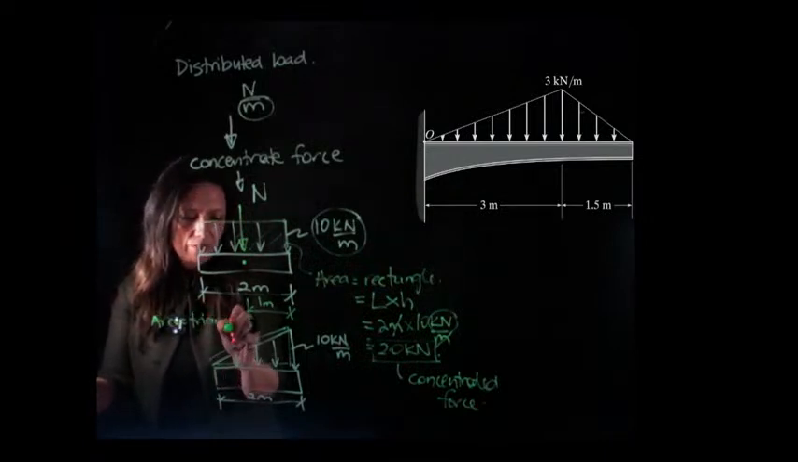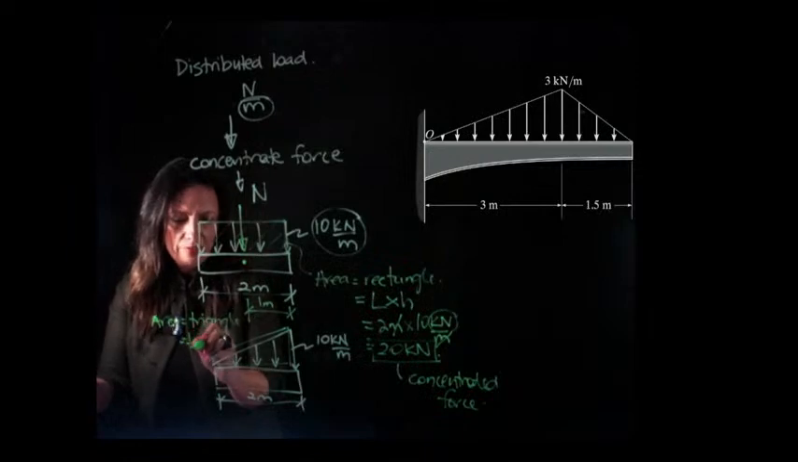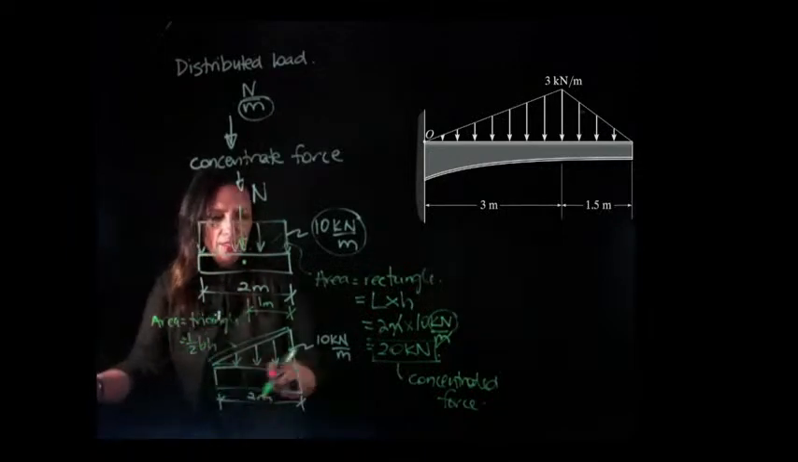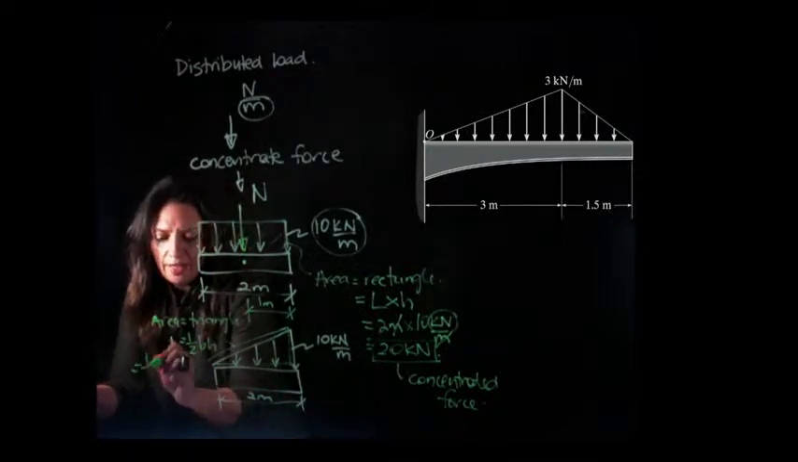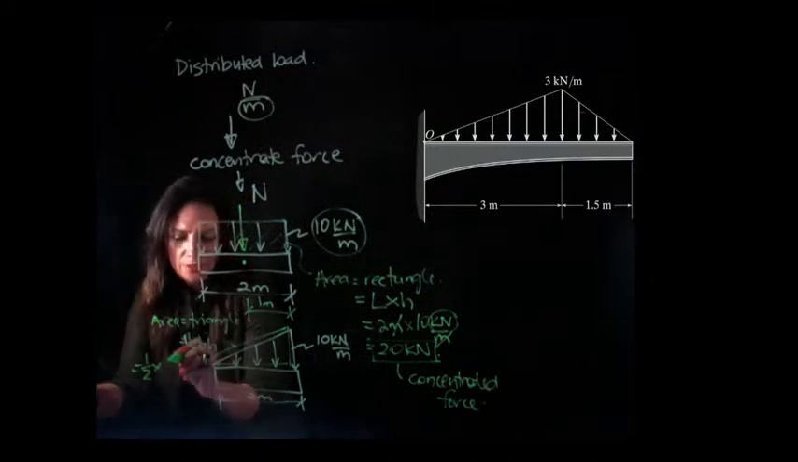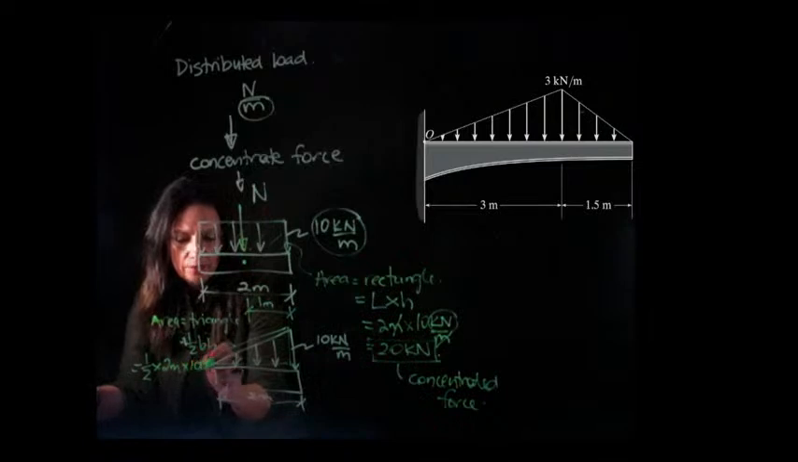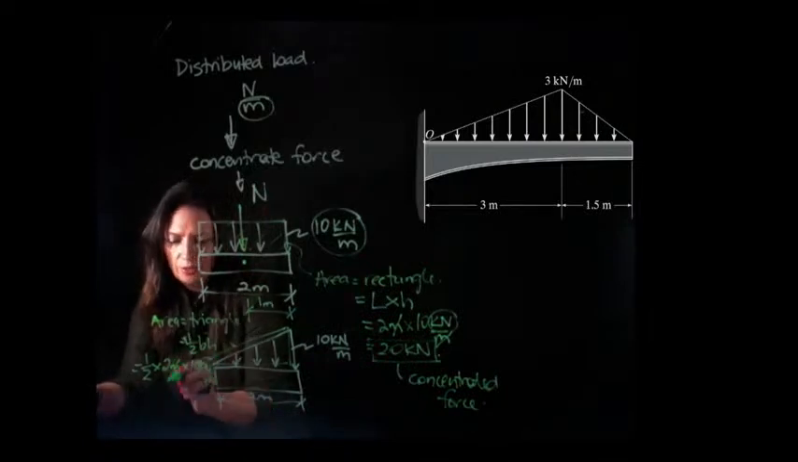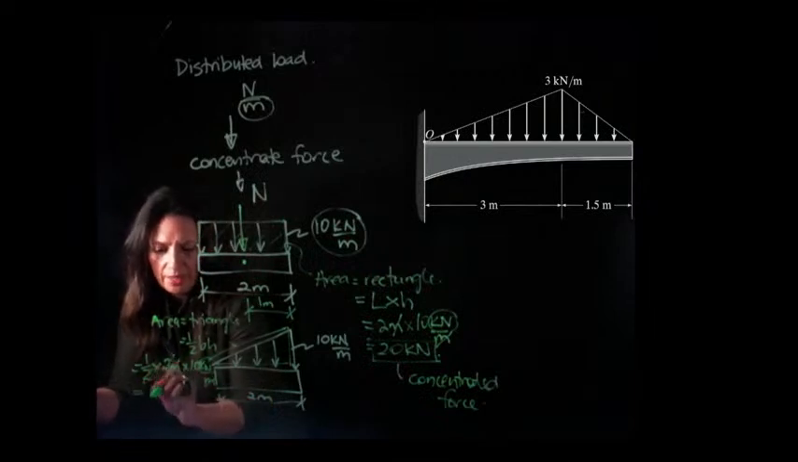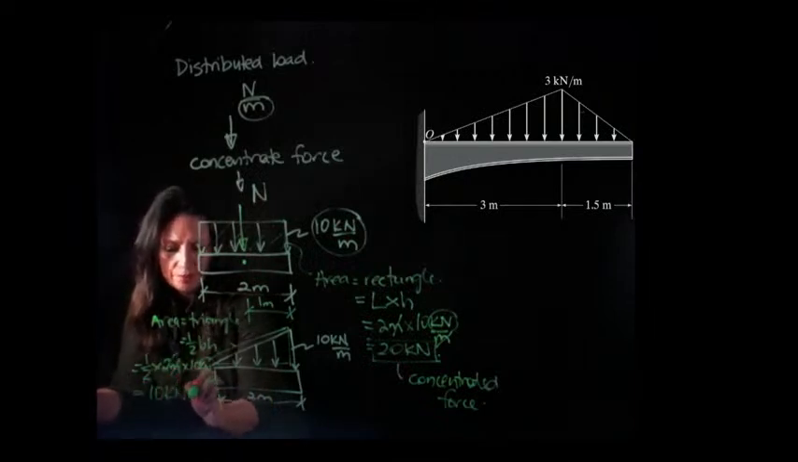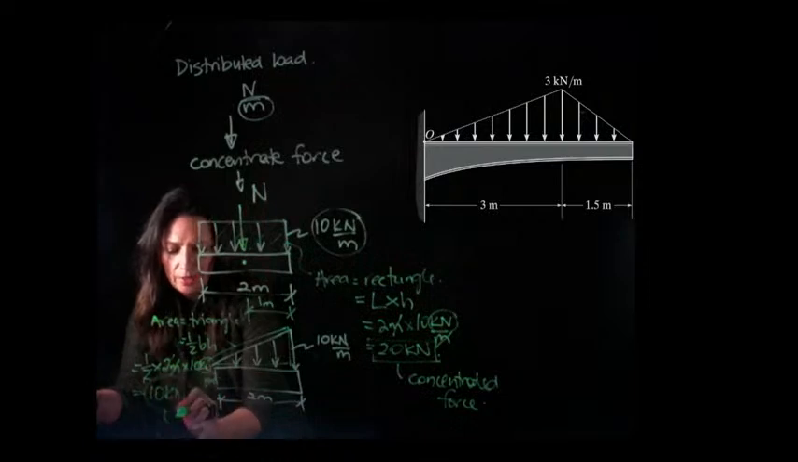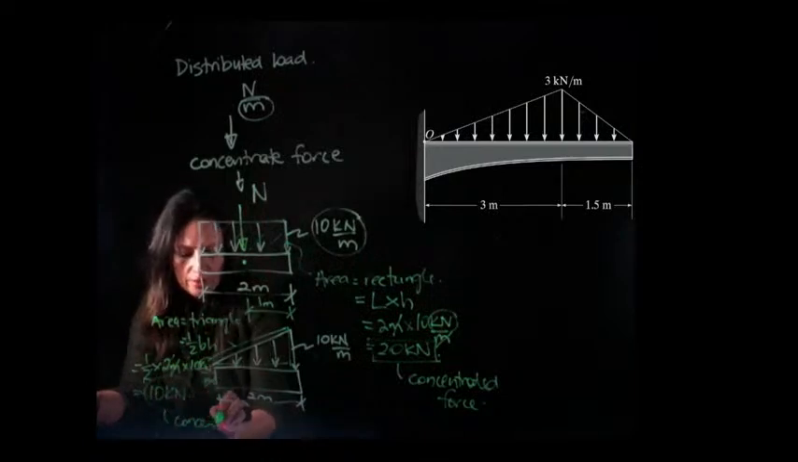And what's the area of the triangle? It is half base times height. So I have half, the base is 2 metres, and the height is 10 kilonewtons per metre. My metres cancel out, I'm left with kilonewtons, my 2's will cancel out, and I'm left with 10 kilonewtons. So this is my concentrated force.